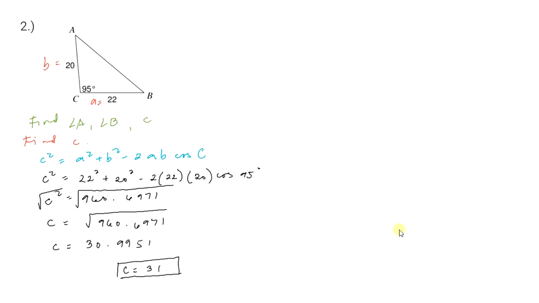But when you use side C in computations for the other parts of the triangle, this is what we will use. So let's find our angle A. To find our angle A, we have a formula for that. The formula is the cosine of angle A is equal to B squared plus C squared minus A squared, all over 2BC.